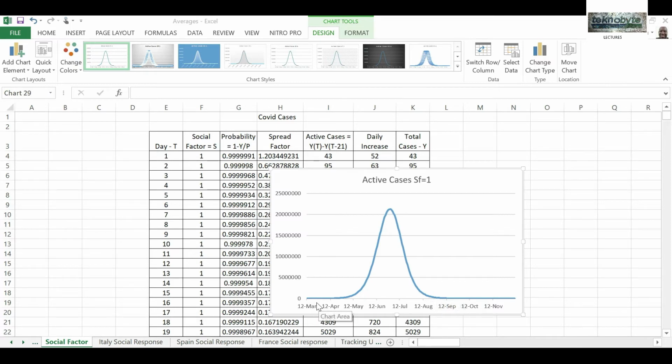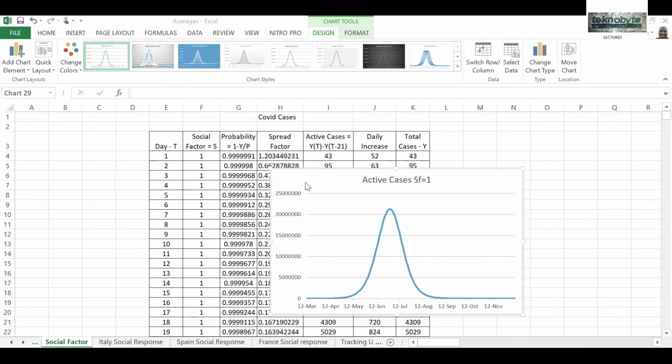So what I've done, like I explained earlier, is to introduce a social factor which modifies the spread factor depending on how the measures are enforced. We know that if people keep social distancing, the rate of the spread will become smaller. So we can use this social factor to modify the spread factor, and we will work out the daily number of cases by taking the product of the 4 components now: the social factor, the probability, the spread factor, and the active cases.